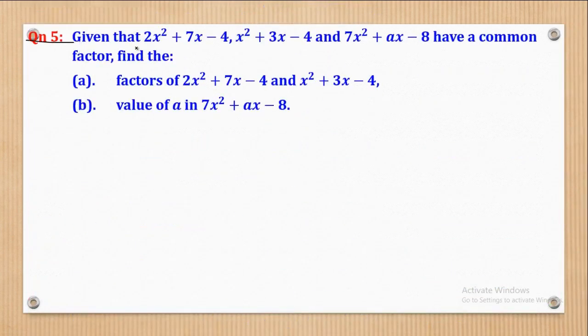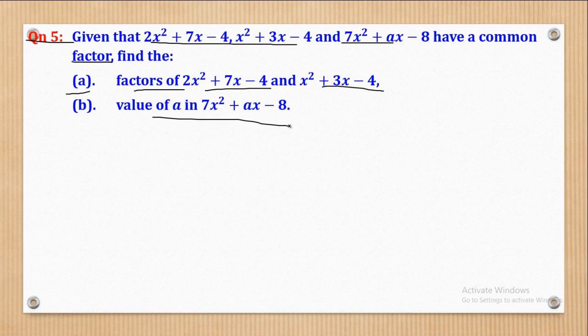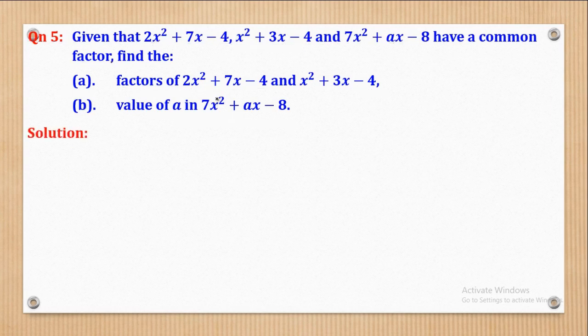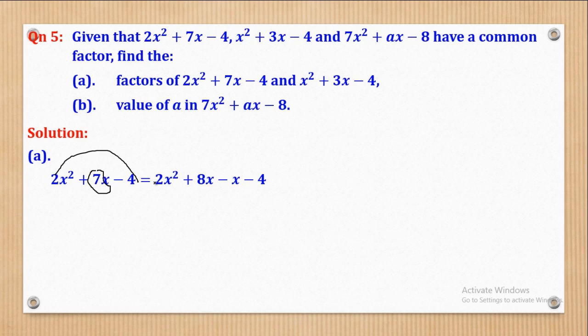Then question 5 says, given that this and this have a common factor, find part A the factors of this, and part B the value of A in that. So factors means that we are going to factorize. So remember the procedures for factorizing. You look for two numbers whose sum is positive 7 and product is this times this, which is negative 8. Those two values are positive 8 and negative 1. Therefore, where there was 7, you replace it with 8 and 1. That's why you see here 8x minus x.